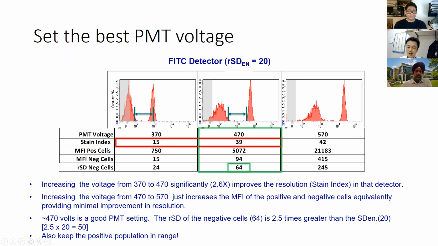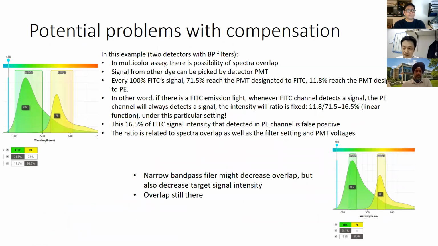So that's why I have the expand to this one. So after we set the voltage, the next problem is when we do more than one color. Here I have an example. We have one cell conjugated to two colors. One is FITC, one is PE, which are both very popular colors for flow.